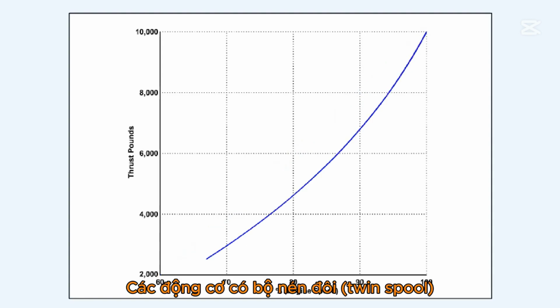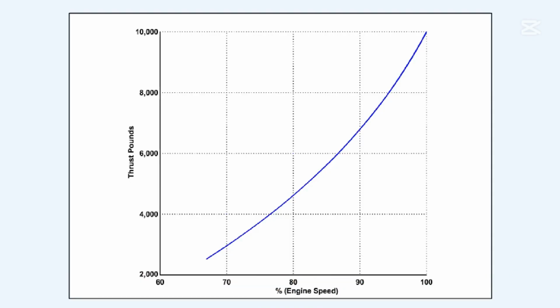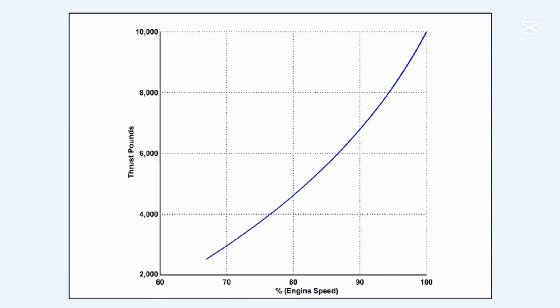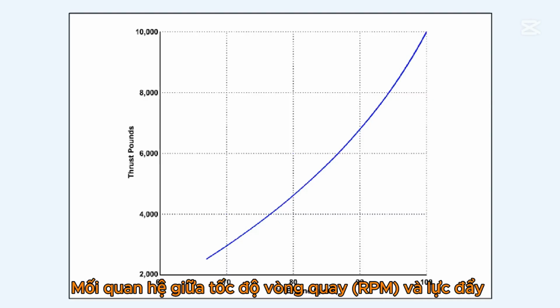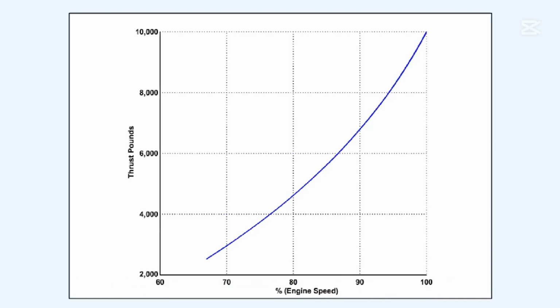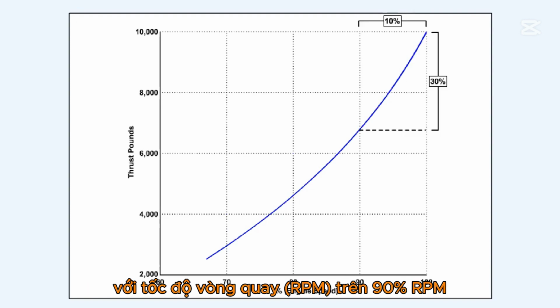Engines which have twin spool compressors have a slightly different relationship between RPM and thrust developed. This happens because optimum compressor blade efficiency and compressor ratio are designed to occur at higher RPMs than are normally utilized during the cruise, where the engine spends most of its working life. The relationship between RPM and thrust becomes non-linear, as shown in this diagram. This diagram illustrates that the highest 30% of the thrust is obtained with the RPM above 90%.